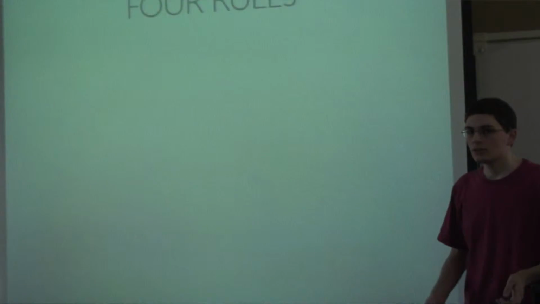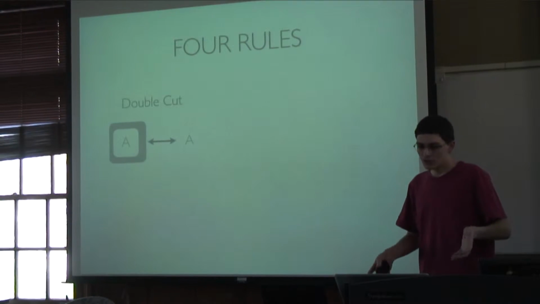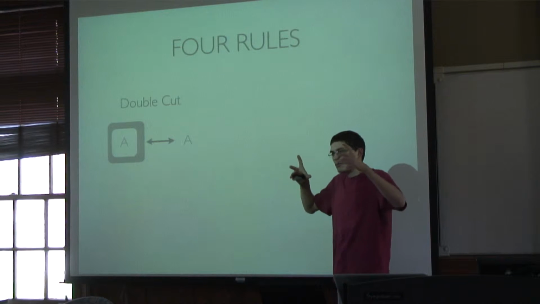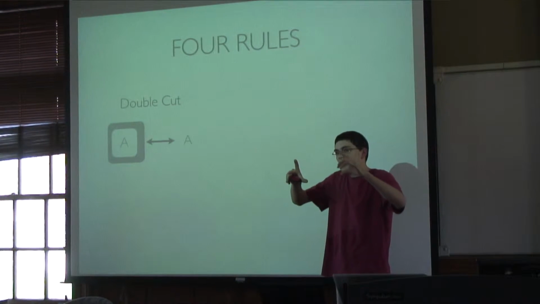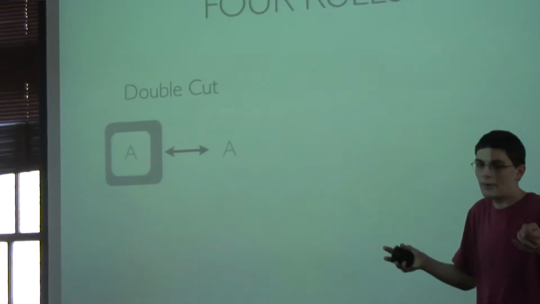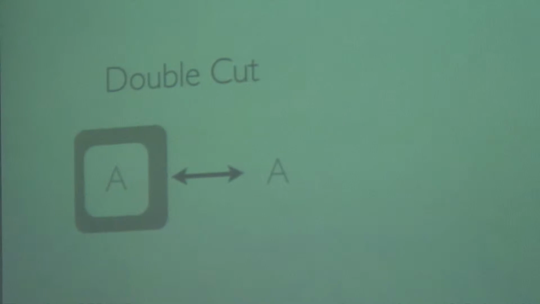There's 4 rules in existential graphs for doing proofs. The first one is double cut. You can add a double cut around any group of variables or cuts or anything like that, or you can take it away, which is indicated by the 2-directional arrow on the screen there.